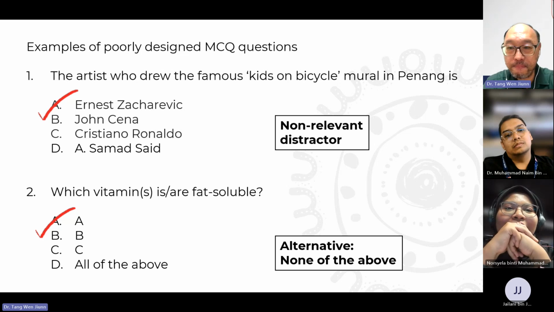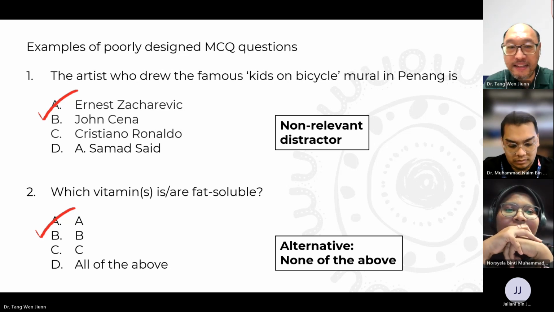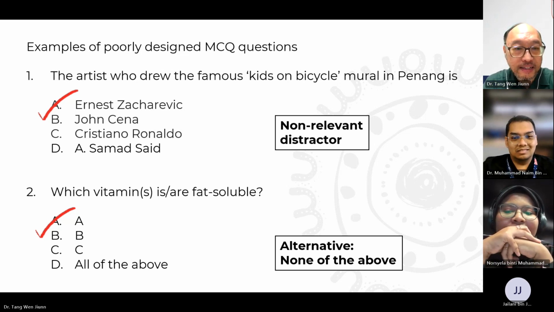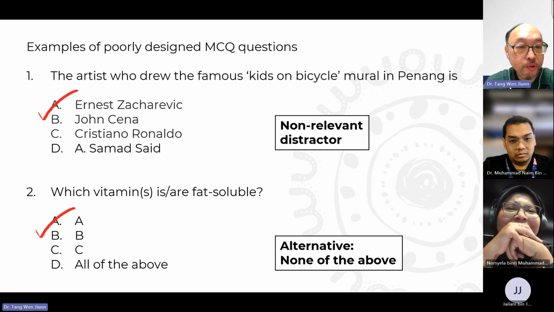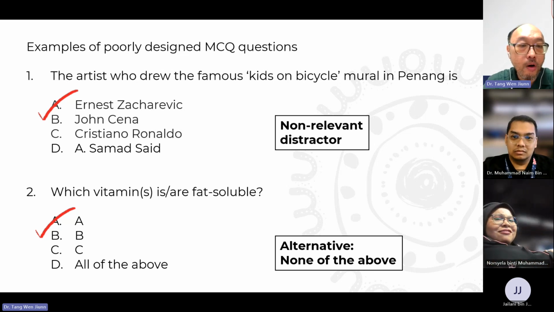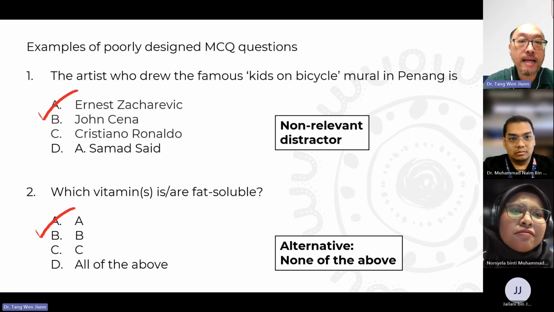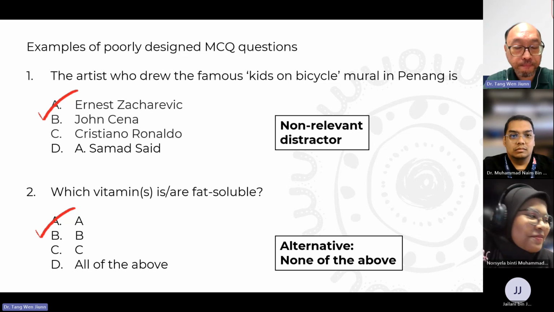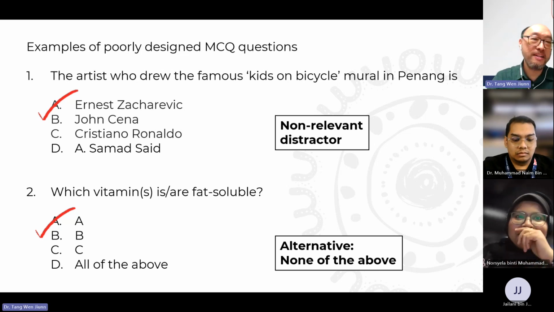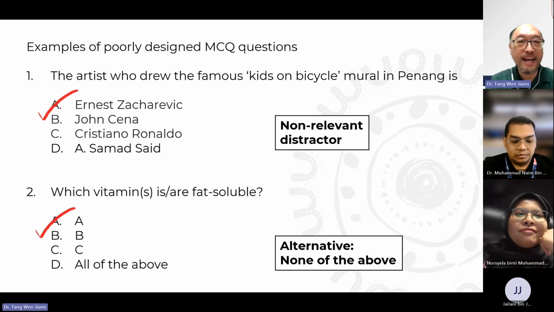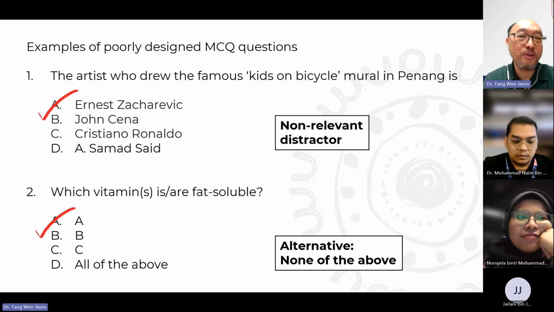Over here, it is just to show the use of the terms 'all of the above' or 'none of the above'. Sometimes in your options, normally we do like this, right? We have 1, 2, 3, and then for the last one we don't know what alternative we want to give, so we just put 'all of the above'.